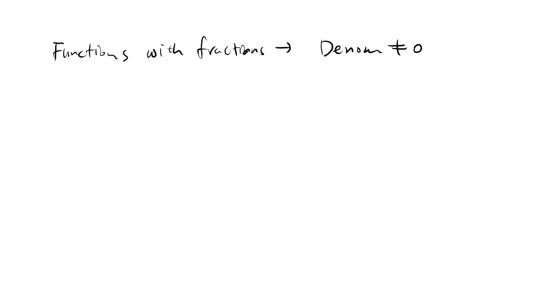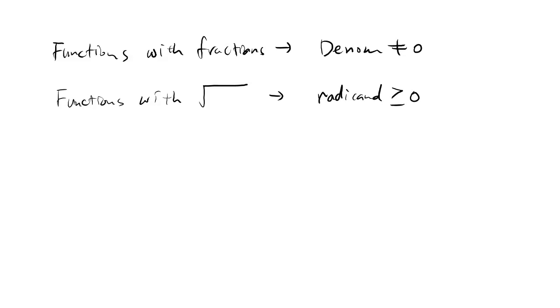So here are the observations that we have made so far. Functions with fractions: the denominator cannot be 0. Okay? And functions with square roots: the thing inside the square root is called the radicand. That has to be 0 or greater. Okay.